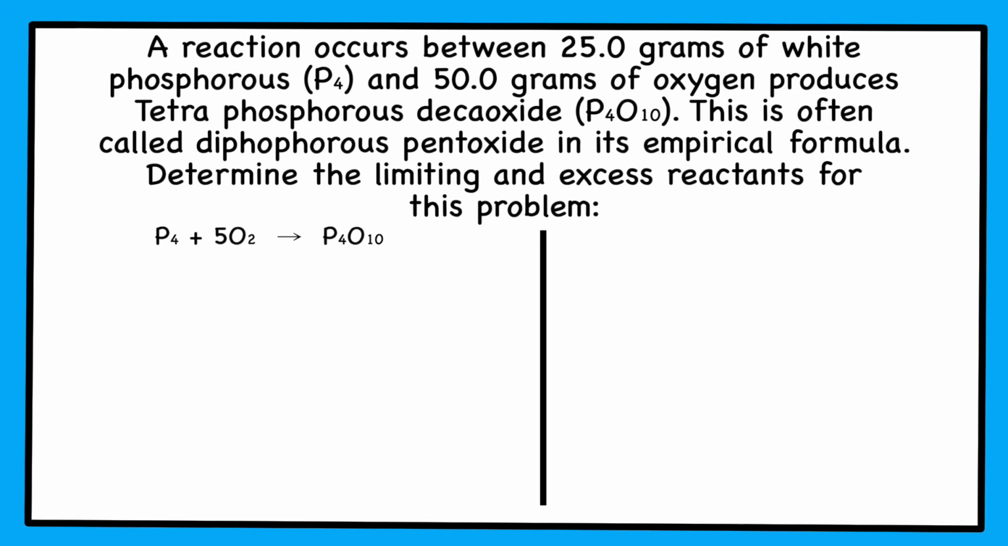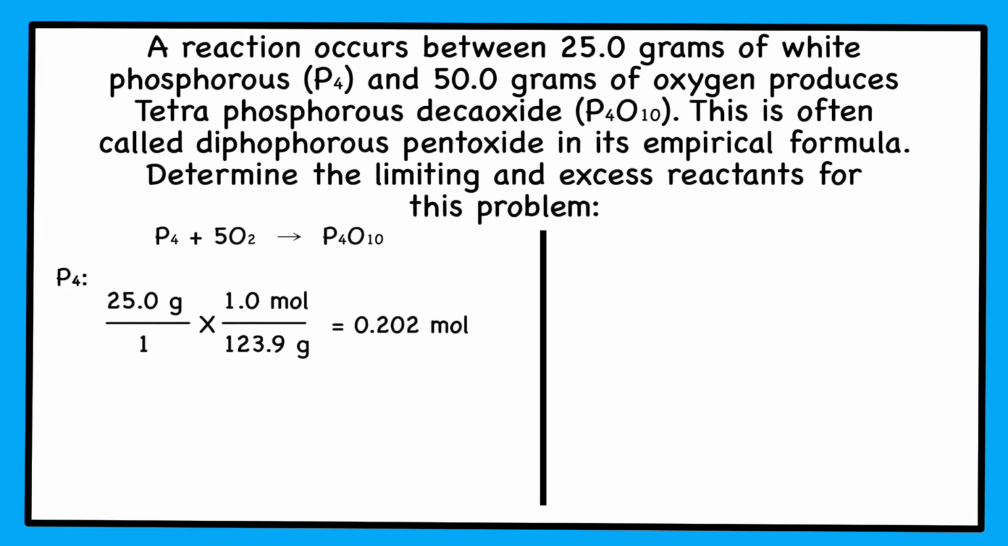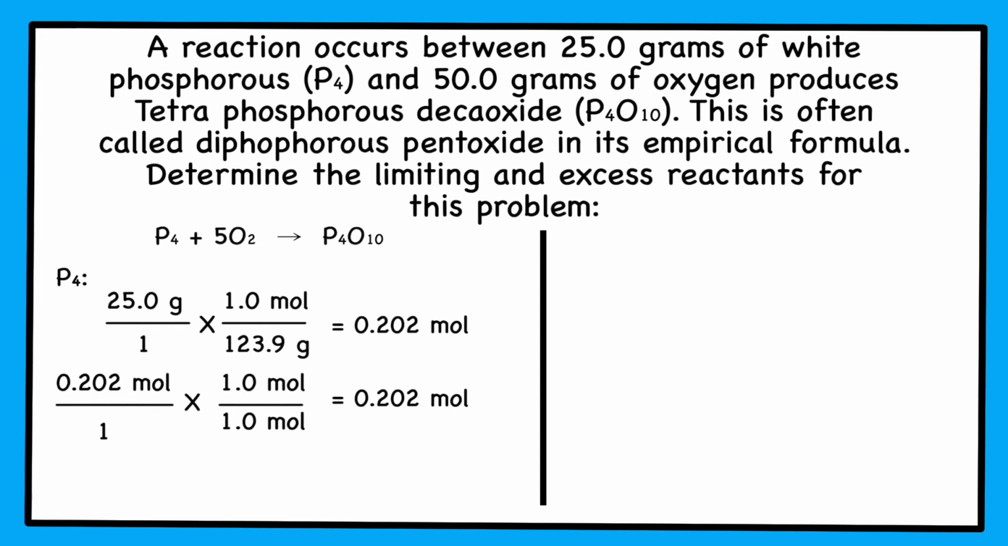So, let's solve for my white phosphorus first. We're given 25 grams of P4 over 1. We convert that to moles of P4 by multiplying by 1 mole of phosphorus over 123.9 grams of P4. That gives me 0.202 moles of P4. Now I can convert that to moles of P4O10 by using the mole ratio, which just happens to be 1 mole of tetraphosphorus decaoxide over 1 mole of white phosphorus, or P4, which still gives me 0.202 moles of tetraphosphorus decaoxide.